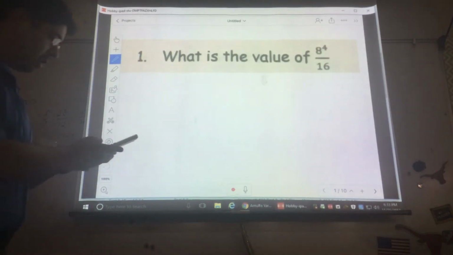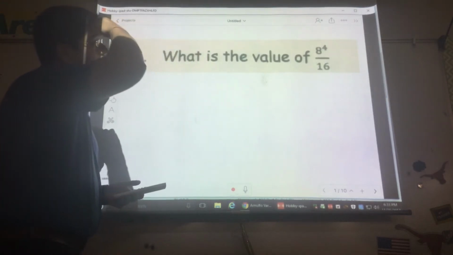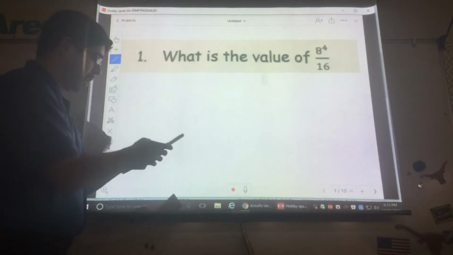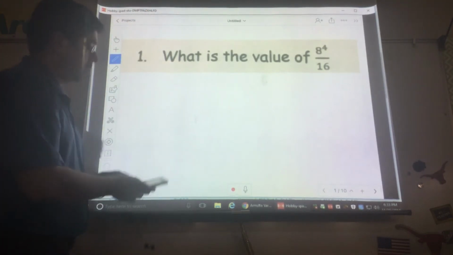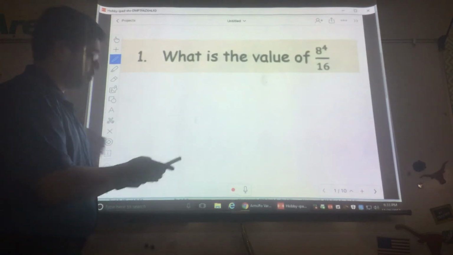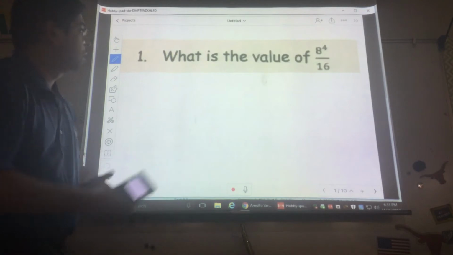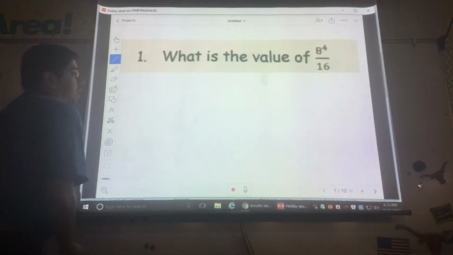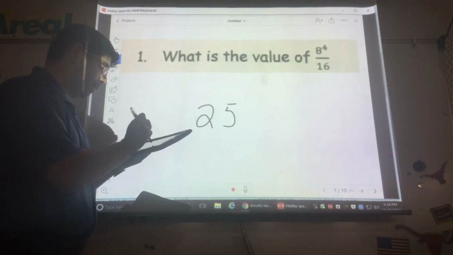So we'll hit control divide. Make the fraction bar, and then on top we'll put 8 to the 4th, so 8, and then that little caret to the 4th power, and then we'll go down, and then we'll put 16 as my denominator, and then we'll hit enter. We're going to get that this is 256.